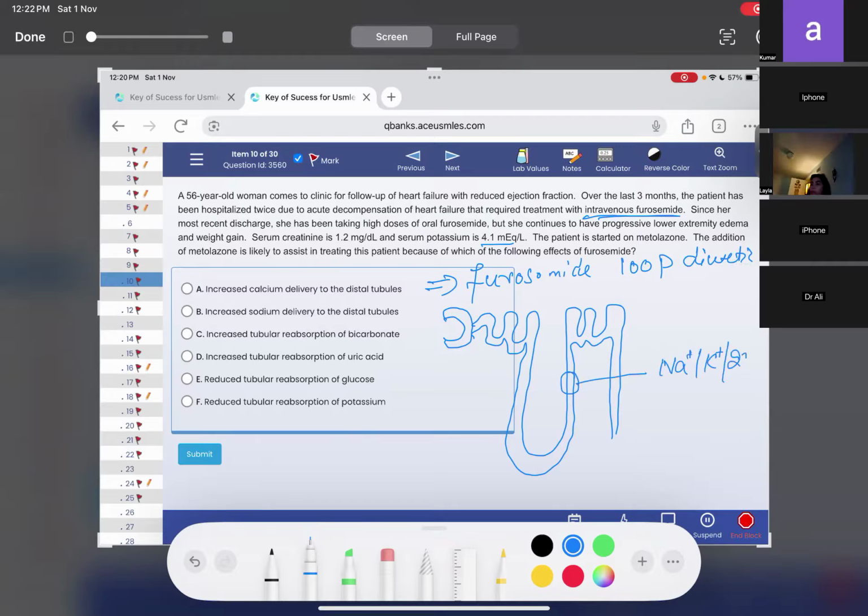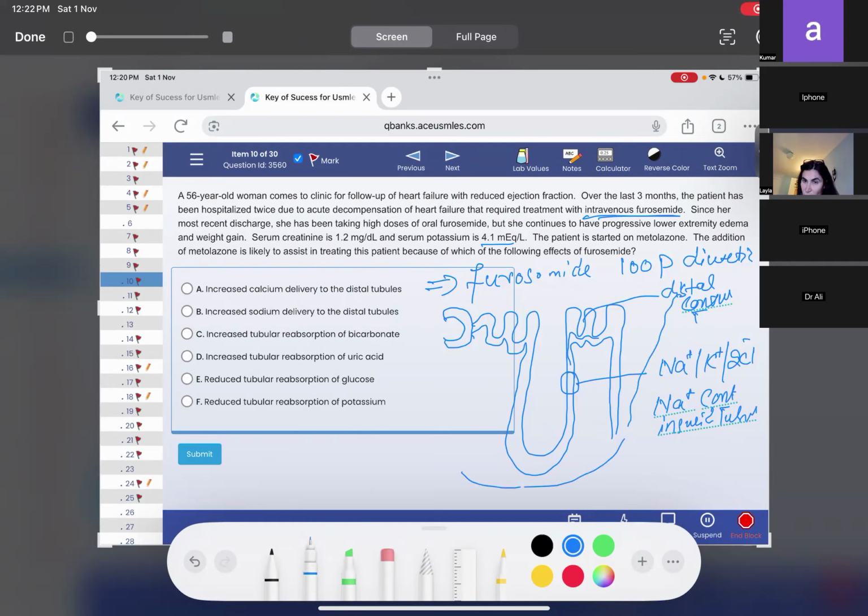the sodium potassium 2 chloride channel. As a result of this, the sodium concentration inside the tubule increases, and this sodium will move to the distal convoluted tubule, where another type of sodium channel, like the sodium chloride channel, will increase its function and increase sodium absorption.